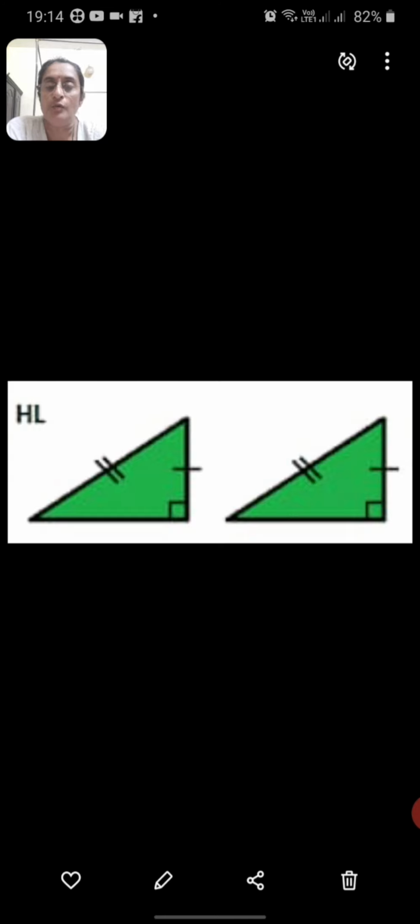Now on these two criteria, we are going to solve the next exercise. So let us start with the exercise. Now the next two exercises we are going to solve on the SSS axiom and RHS axiom. Here in exercise 5.3, the last question I have taken. The question is: ABC is an isosceles triangle, AB is equal to AC, and AP is perpendicular to BC. You have to show that angle B is equal to angle C.